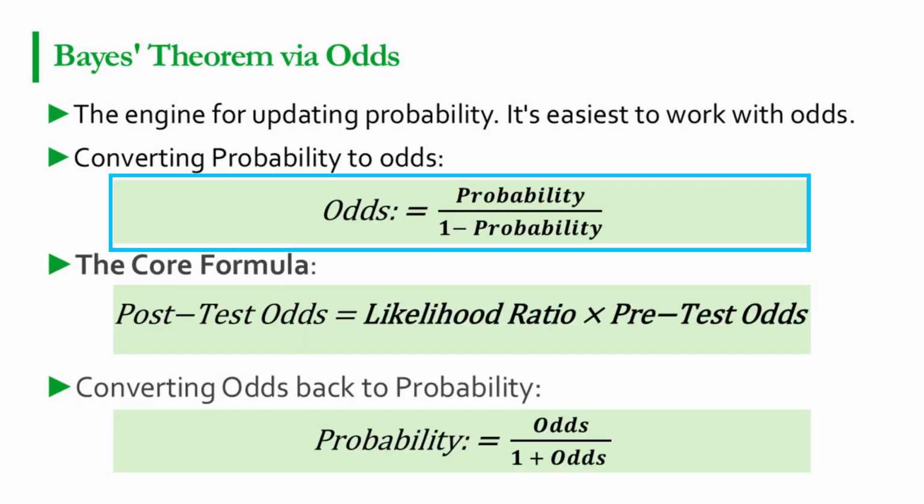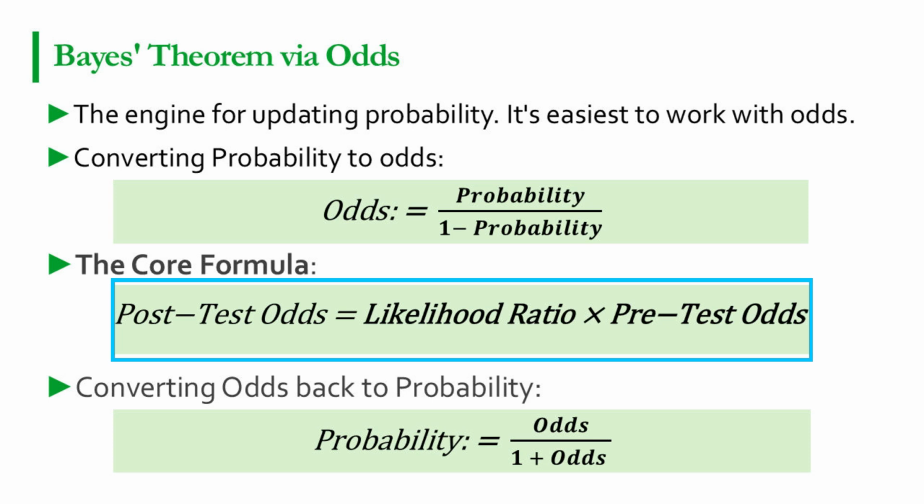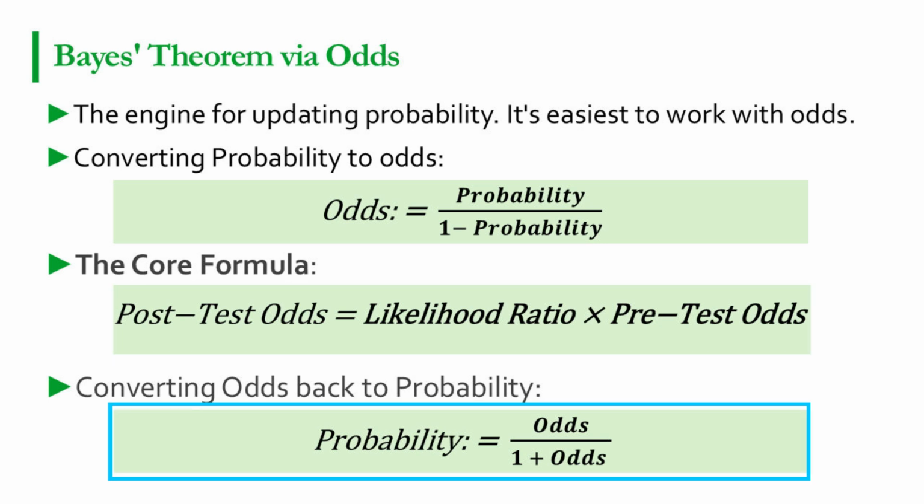First, take your pre-test probability, your clinical suspicion, and convert it into odds. Second, multiply those odds by the appropriate likelihood ratio for your test result. If the test was positive, use the positive likelihood ratio. If negative, use the negative likelihood ratio. This gives you the post-test odds. Finally, convert those new odds back into a probability, and that's your final answer. That is your new updated level of certainty for that animal.